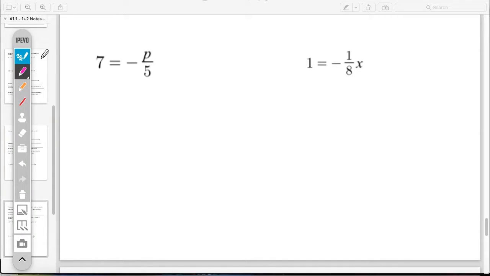Okay, my last two examples for this level of the standard. Doing great so far. We have 7 equals negative p divided by 5. So, to get this p by itself, I need to get rid of this 5 and this negative sign. So I'm going to multiply by negative 5 on both sides. So, negative 5 and negative 5 cancel here. Okay, I'll put a little dash through that too. I'm left with p on this side equals negative 5 times 7, which happens to be negative 35.